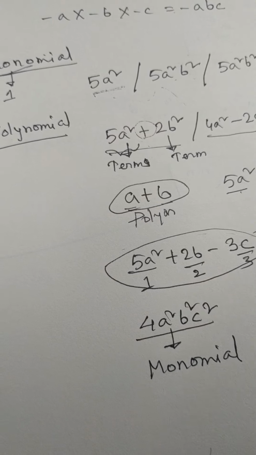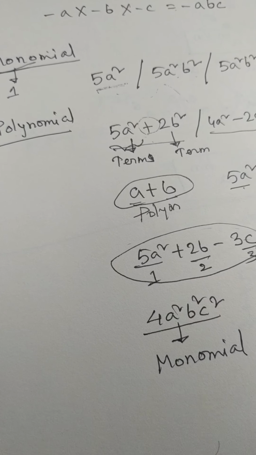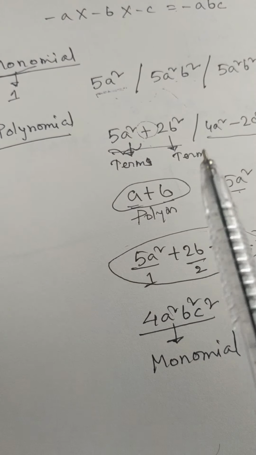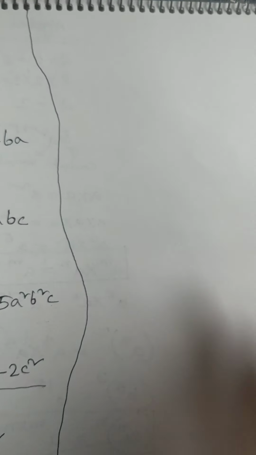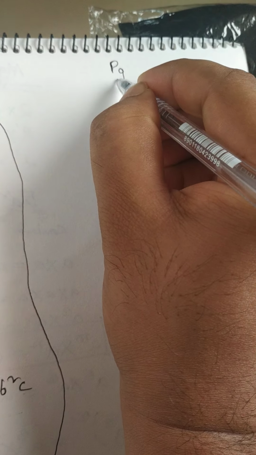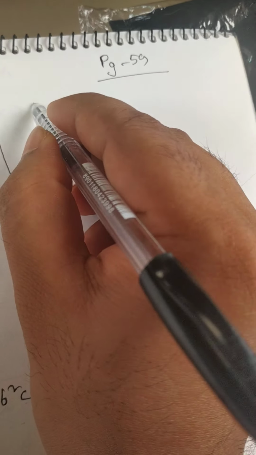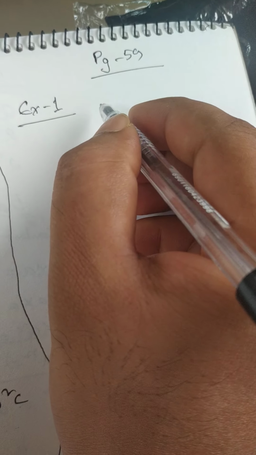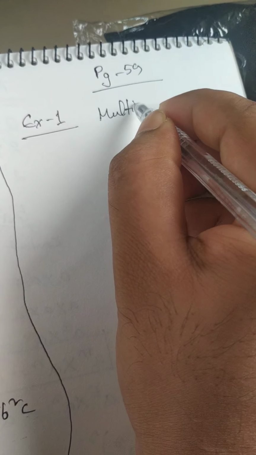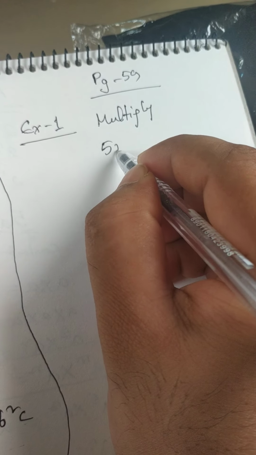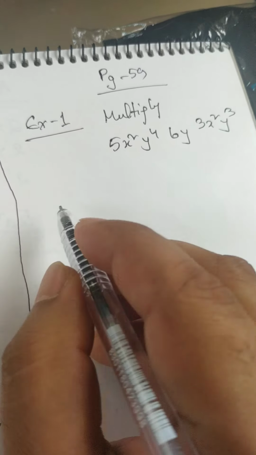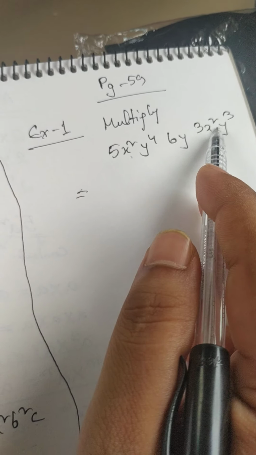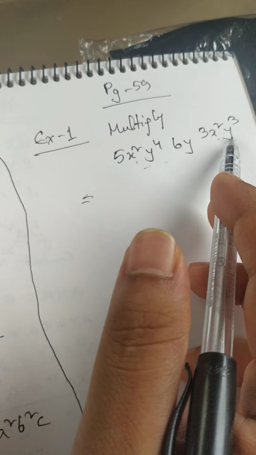So let's go to some problems. Now we move on to page 59. There's still enough space over here. We'll try and understand example 1. These are very easy. The question is, multiply 5x square y4 by 3x square y cube. This is actually multiplying a monomial by a monomial. Both are monomials, so we are trying to multiply.